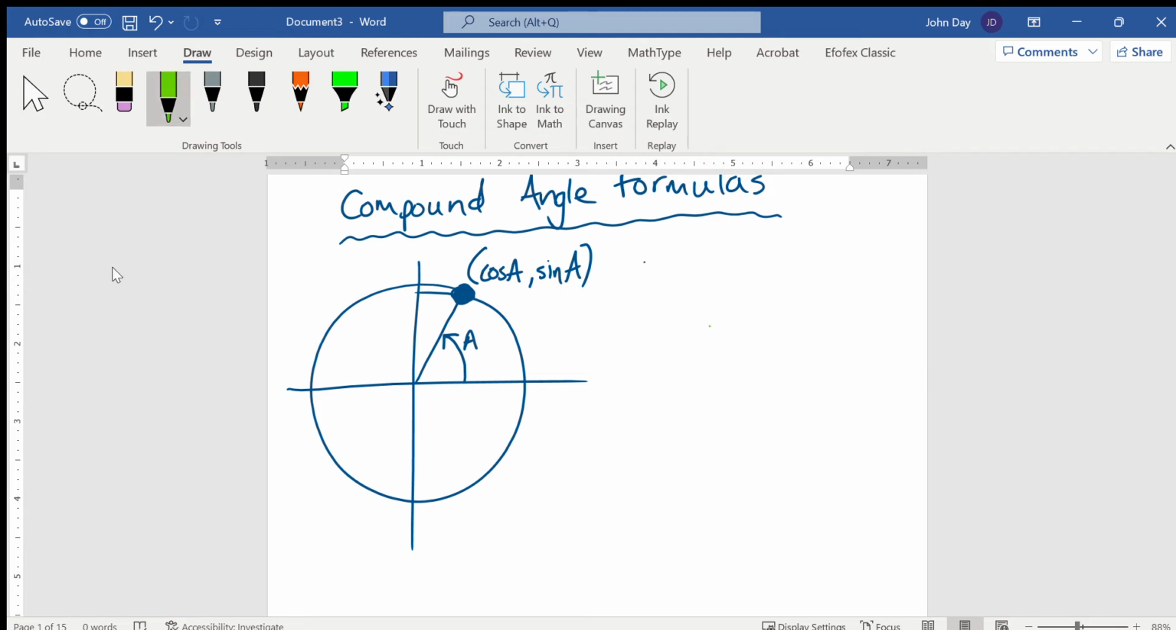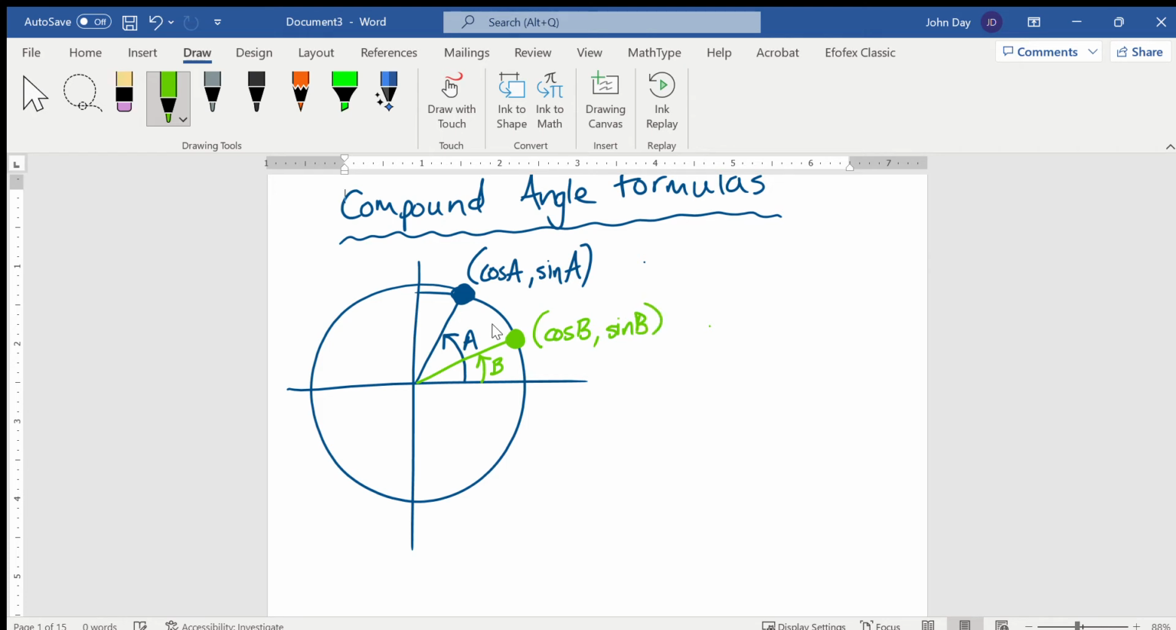I'll pick another point on the unit circle, maybe this one here, and I'll rotate around, let's say, B. Could be the size of that angle, so maybe it's 10 degrees or something like that. Its coordinates are cos B, sine B.